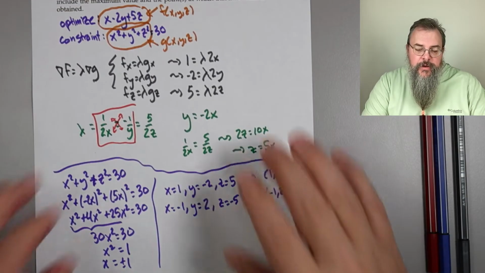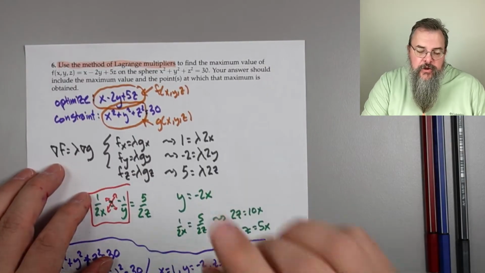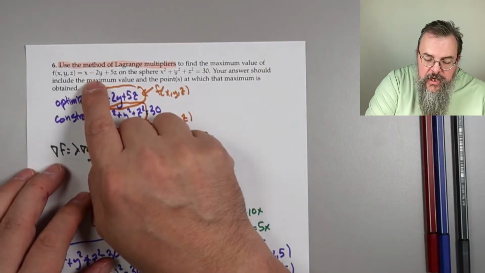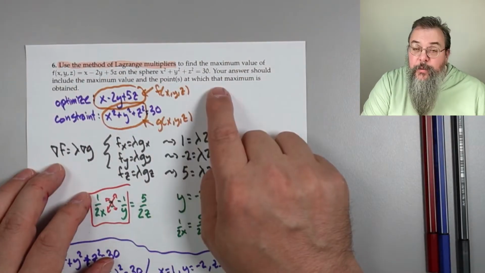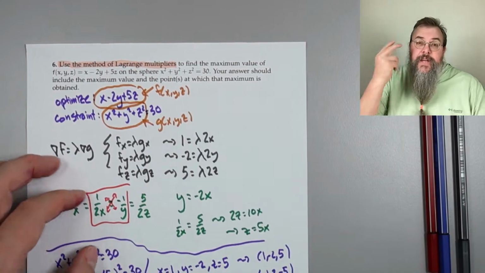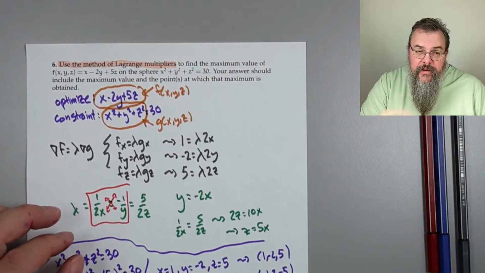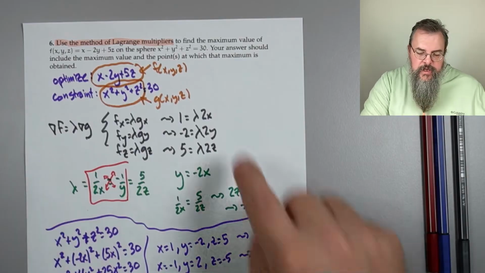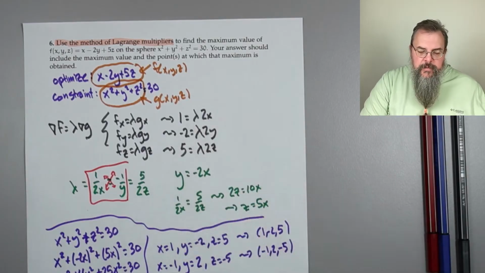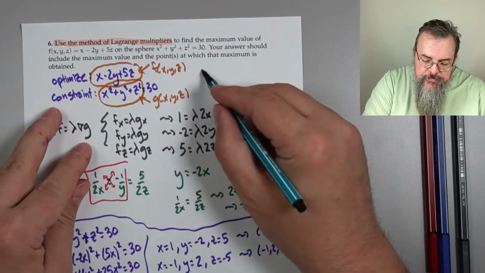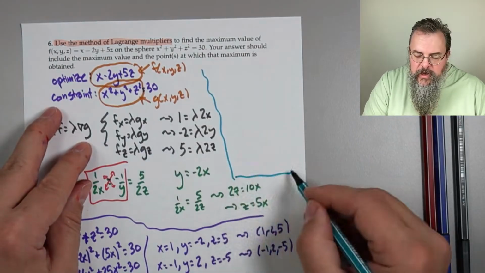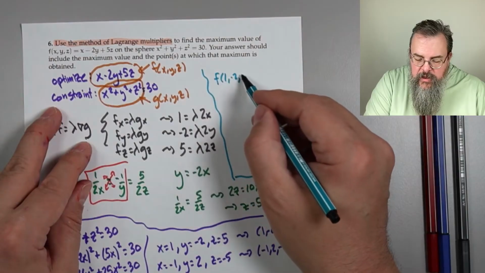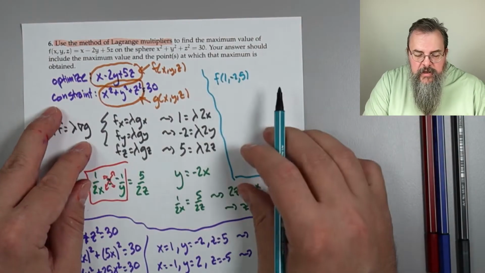So let's recall what we're looking for. We are trying to find the maximum value of this function, and we need to say where it's obtained. We've now said we only need to look at 2 points. It's these 2 points right here. And so we can squeeze it in. We'll put some work up here. You say, okay, so we're going to plug both of these points in, (1, -2, 5), and now let's plug that in.